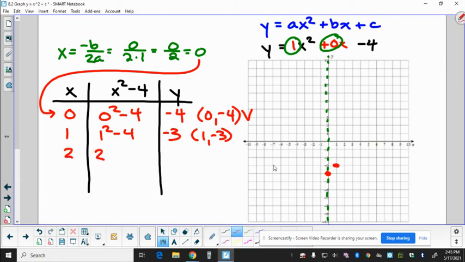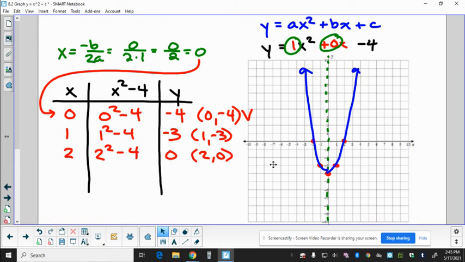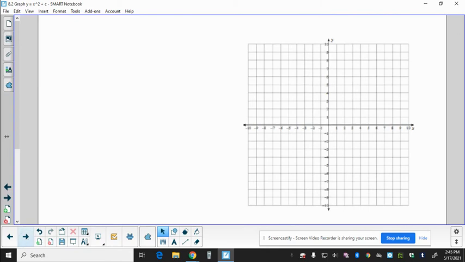Let's try 2. So that'd be 4 minus 4, it'd be 0. Okay, you gotta be careful plotting these points. There's 2, 0. Now we're going to reflect those points across your line of symmetry. Draw in your parabola as a U-shaped graph with arrows, and there you go. All right, getting the hang of it. You can see this thing went down 4 units, didn't it?